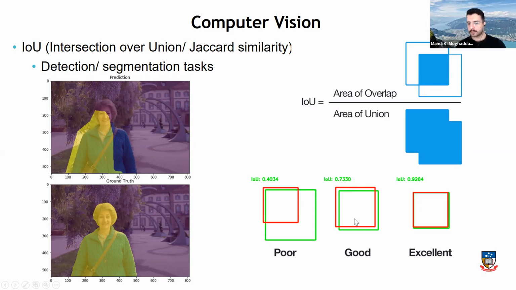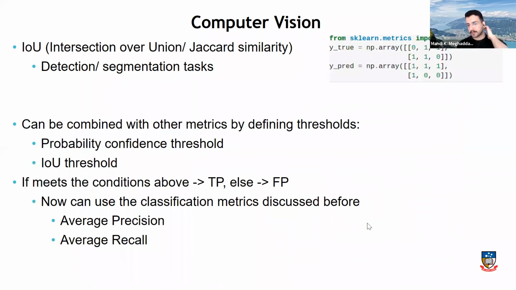Same goes with the bounding boxes. You put a threshold on this IOU, and you say, okay, anything above, let's say 70%, looks good enough, it's close enough, and it's considered a true positive. And then, if you have that, you can go back to any of those classification metrics and report them on the true positive and false positive rates that you have calculated.